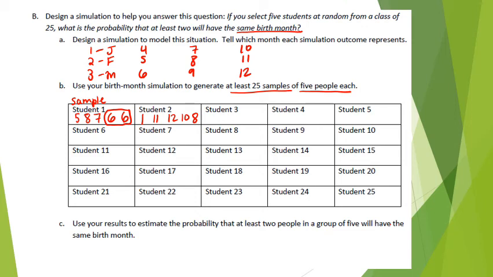So continue all the way through if you haven't had a chance already, and then you're going to estimate the probability that at least 2 people in a group of 5 will have the same birth month. Again, this is where your answers may vary depending on what you found. However, what you may have been likely to find, having done this experiment multiple times, is that it should be approximately 60% of the time. So you can see how your values compare to that benchmark, and we'll discuss this more in tomorrow's class.